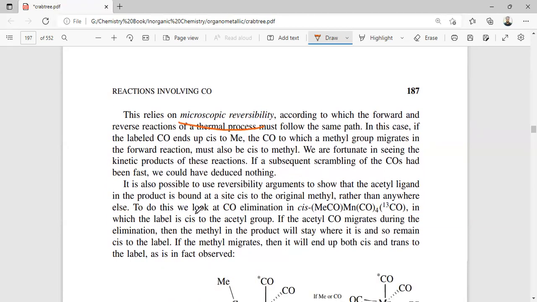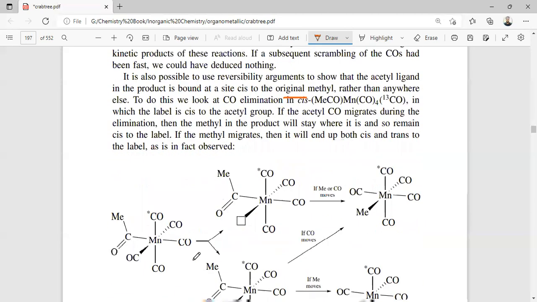It is also possible to use the reversibility argument to show that the acyl ligand in the product is bound cis to the original methyl rather than anywhere else. We did this work with CO elimination, where the labeled CO is cis to the acyl group. If the acyl CO migrates during the elimination, then the methyl in the product will stay where it is and so remain cis to the label. If the methyl migrates, then it will end up both cis and trans to the label. That is what is observed.